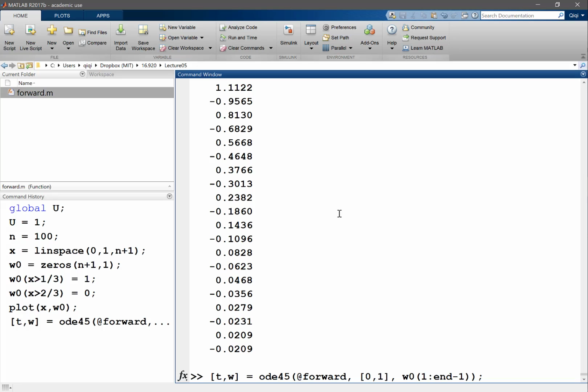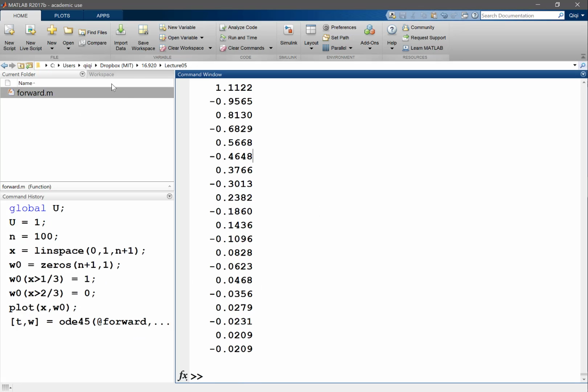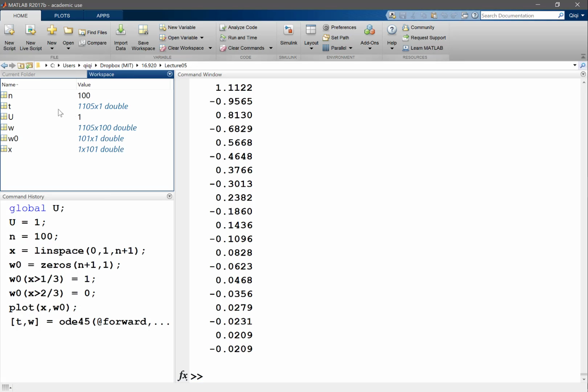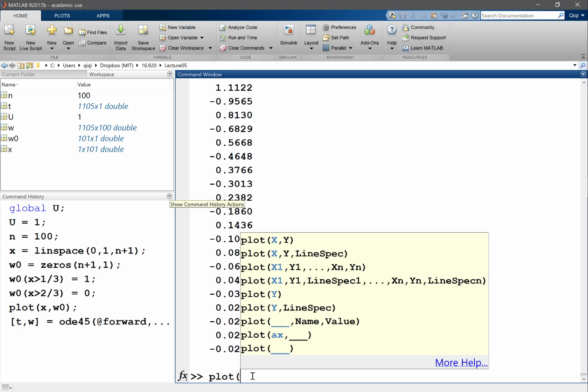Okay, what did I... I must have forgotten to put in one of these. Yes, okay, so that's fine. The solution should still be good. So now if you look at the workspace, we can see ODE45 takes about 1,000 time steps, and the final solution, I called it W, is the number of time steps times the number of unknowns. So let's plot the final solution to see what it looks like.